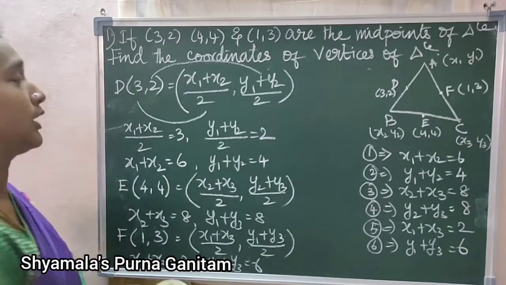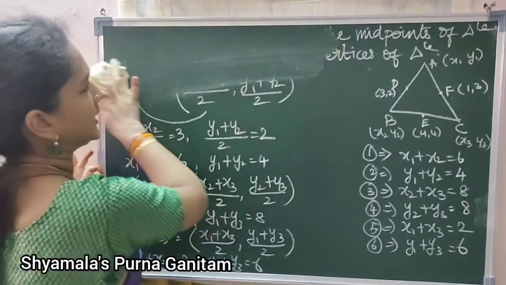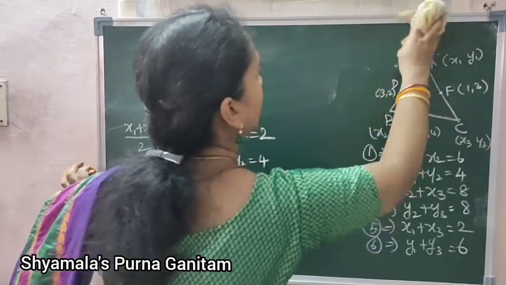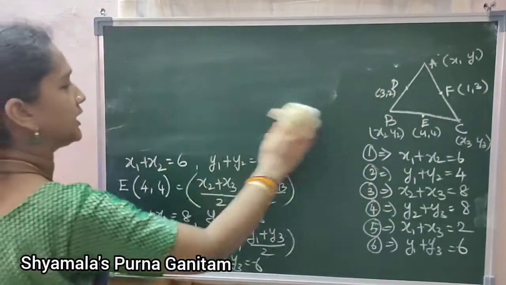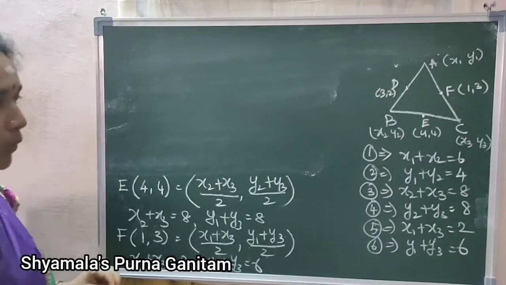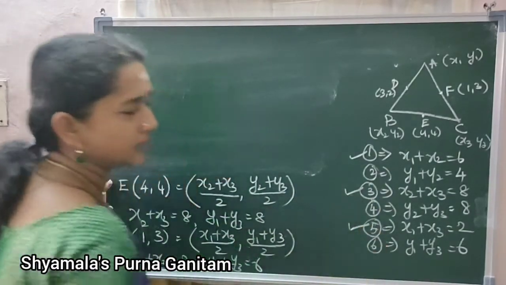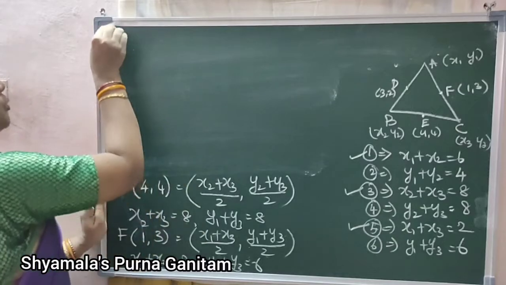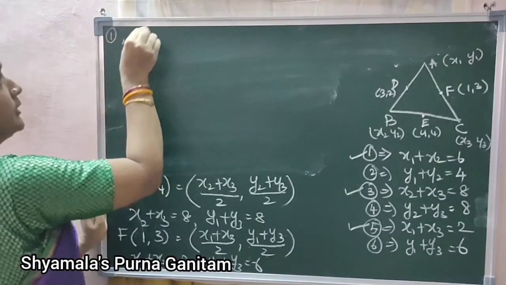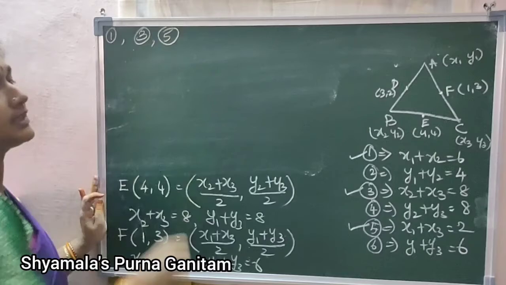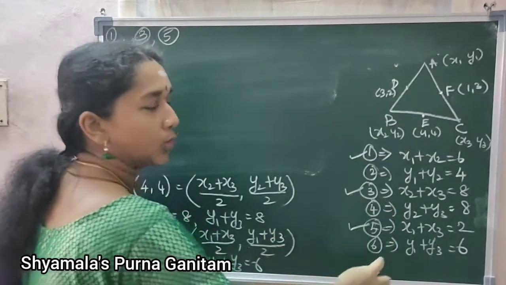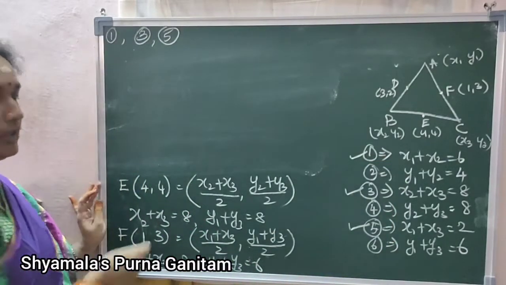But what is asked? We are asked to find the coordinates of A, B and C, that is the vertices of the triangle. So I am adding all the x terms together. What are the x terms? Equations 1, 3 and 5. These are the three equations that involve x values.